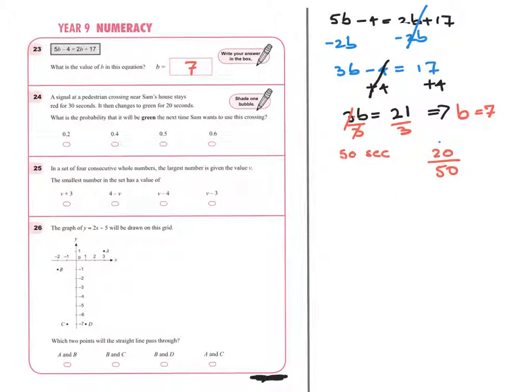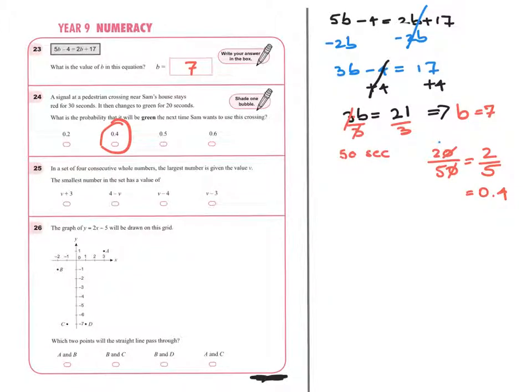So what is the probability? We can cross out, and the probability is gonna be 2 out of 5, which is equal to 0.4. The probability is 0.4 or 40%.